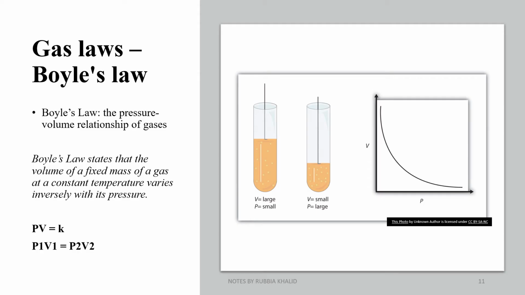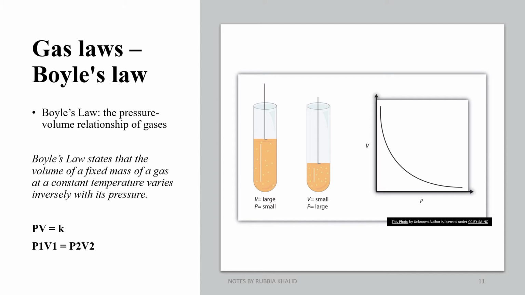Gas laws. We describe the relationship of pressure and volume between gases using Boyle's law. Boyle's law states that the volume of a fixed mass of a gas at a constant temperature varies inversely with its pressure. So P1 V1 is equal to P2 V2, where P1 is pressure 1, V1 is volume 1, P2 is pressure 2, and V2 is volume 2.